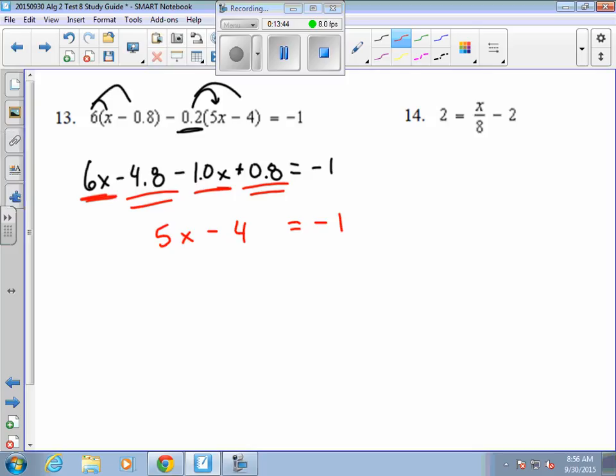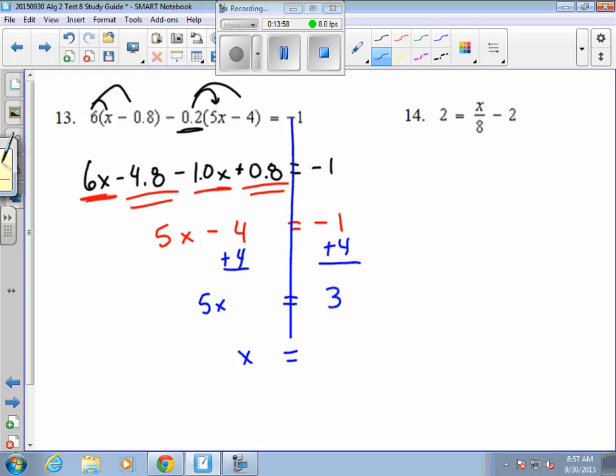Undo your addition and subtraction first. Now you're trying to get x by itself. So undo minus 4 by adding 4 to both sides. 5x is left over is equal to negative 1 plus 4, which is positive 3. And then get x by itself by dividing by 5. If you do it to the left, do it to the right. X is equal to 3/5.